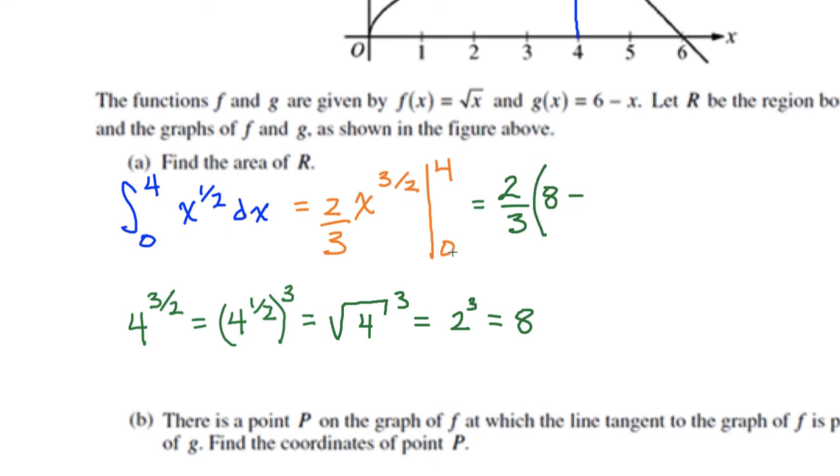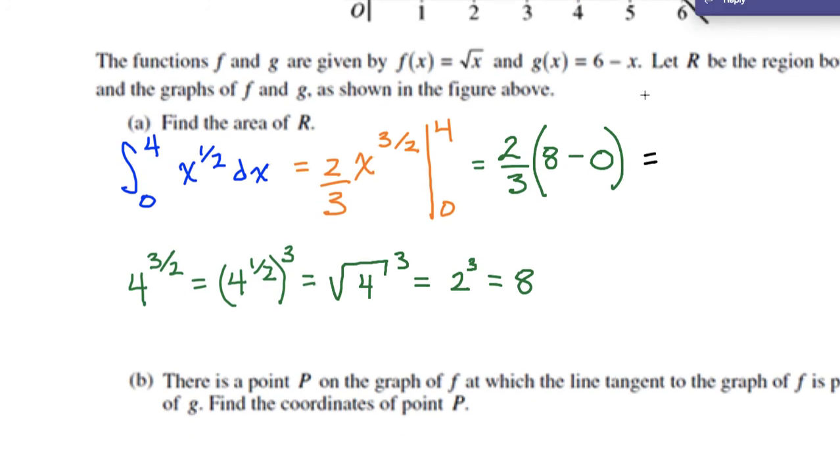And minus, when I plug in 0, 0 to the power of 3/2 is 0, so I can say it's minus 0. And then finally, for my final answer, 2/3 of 8. 2 times 8 is 16. 16 divided by 3. Can't really reduce that, so I'm just going to leave that as 16/3.